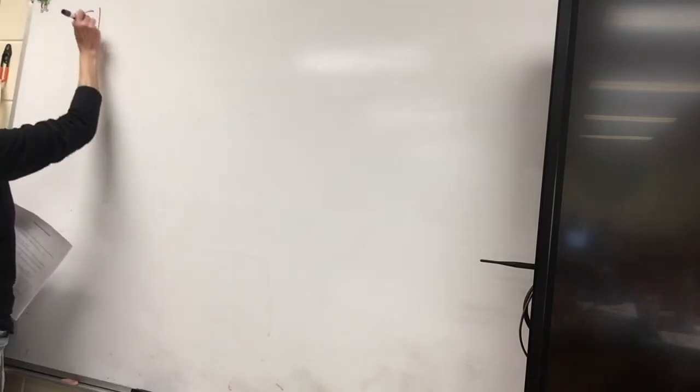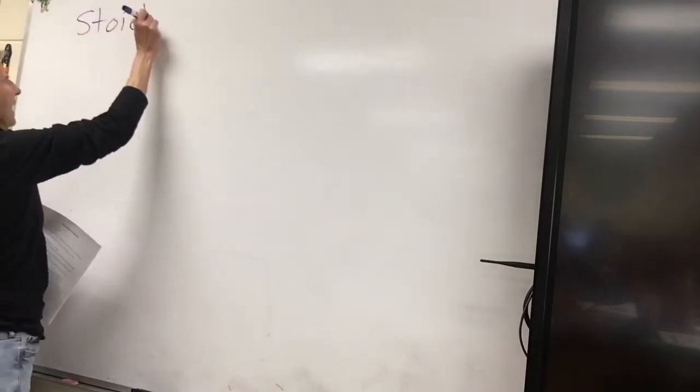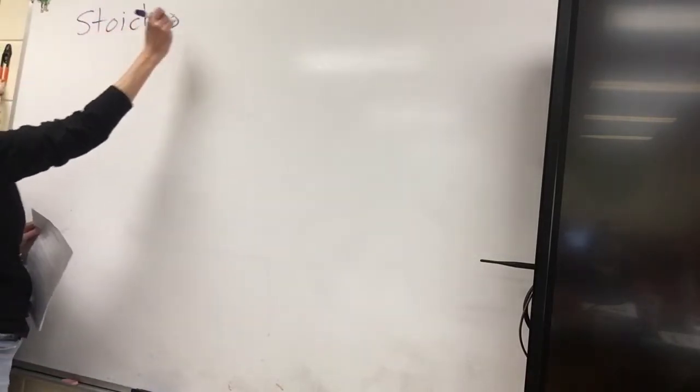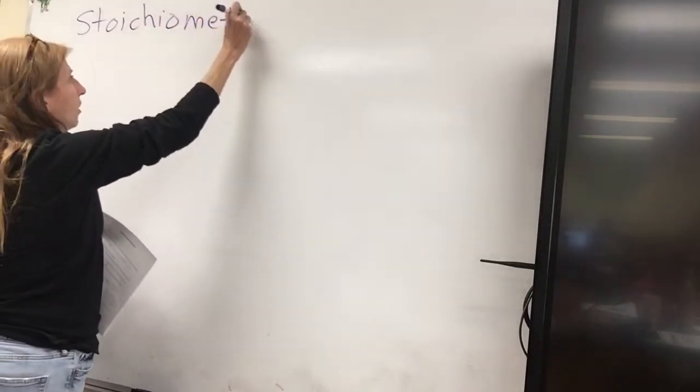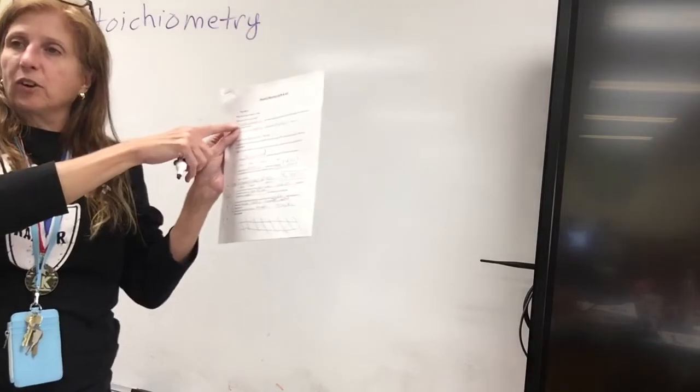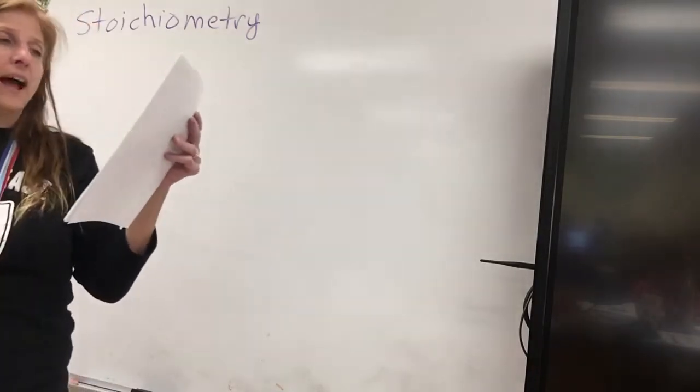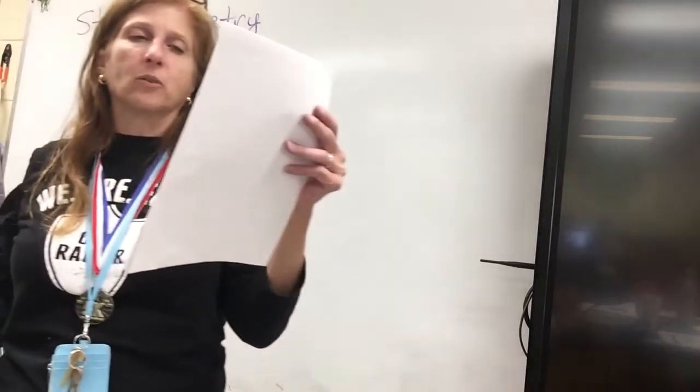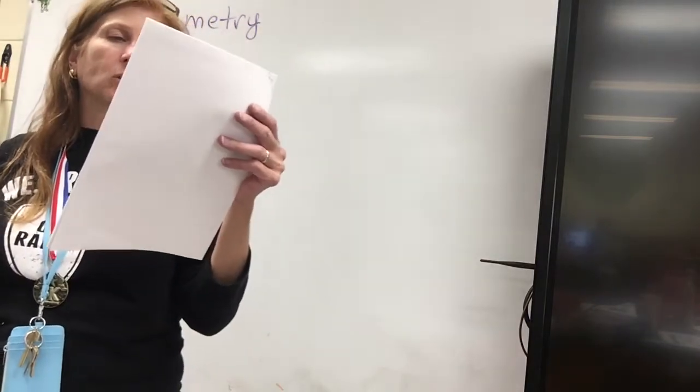Yay! All right, so this is how you spell it. It's a big word, Stoichio. See how they reverse? Metry. Stoichiometry. It's the first blank right there. Mass and quantity relationships among reactants and products in a chemical reaction.